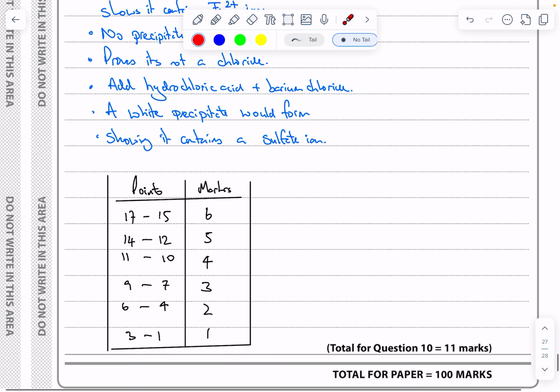Now I've counted up there the 17 bullet points. So again, to help you get the marks, use the table here to generate the marks and give yourself a total for question 10.